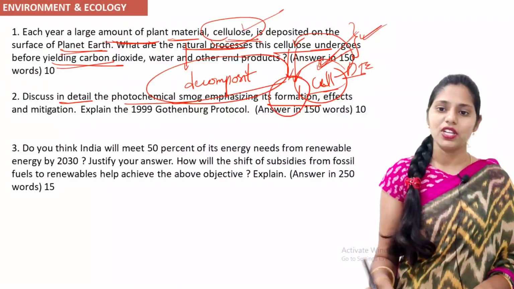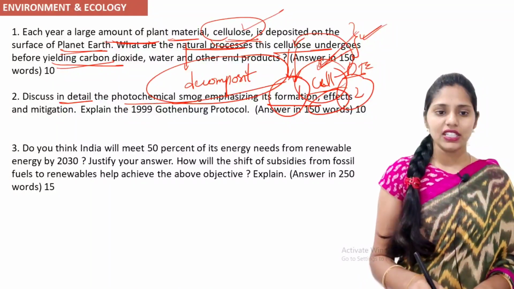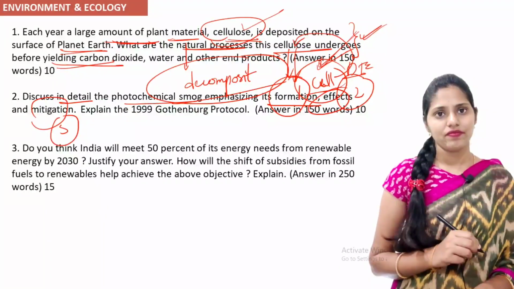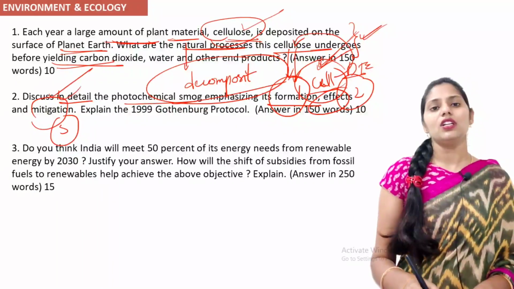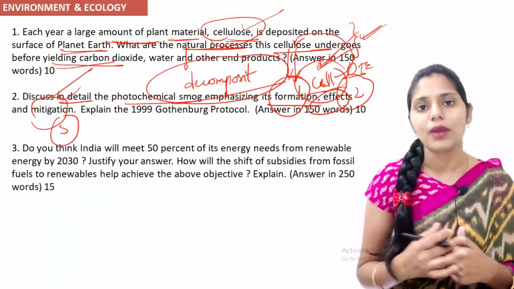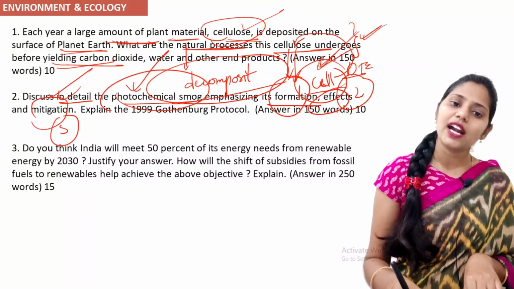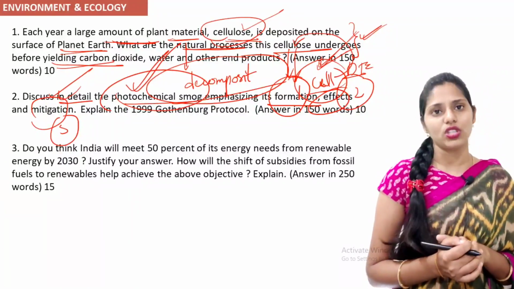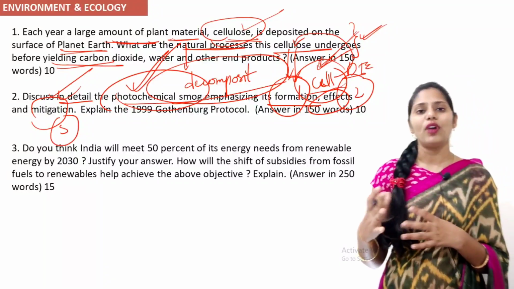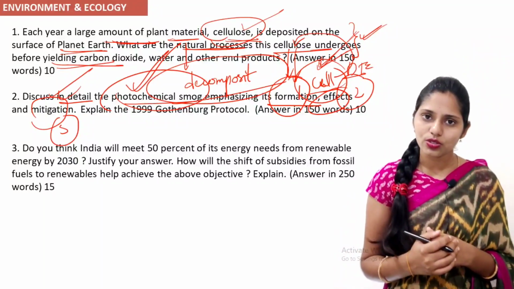The next one is: discuss in detail the photochemical smog, emphasizing its formation. The first is formation, the second is its effect, and the third is mitigation. Here you have to know how this photochemical smog is formed. Before that, you have to write an introduction regarding the impact of this photochemical smog, or why it matters.